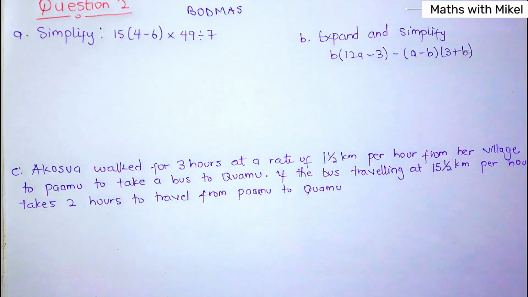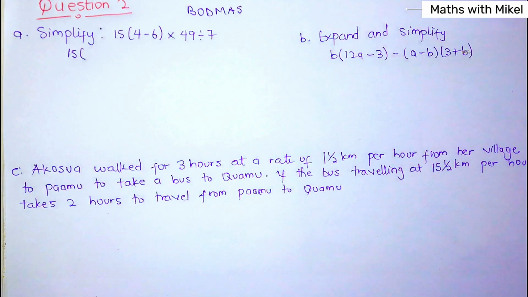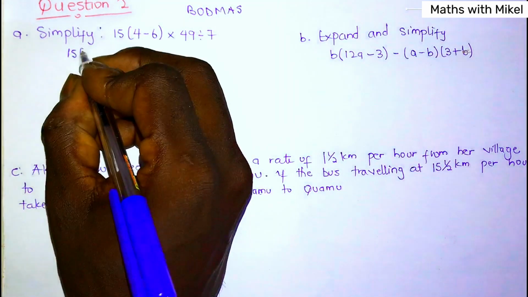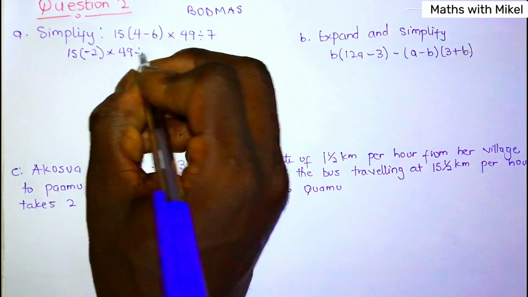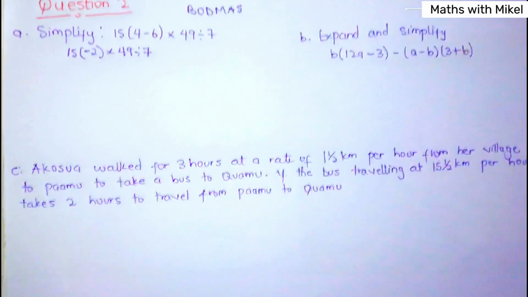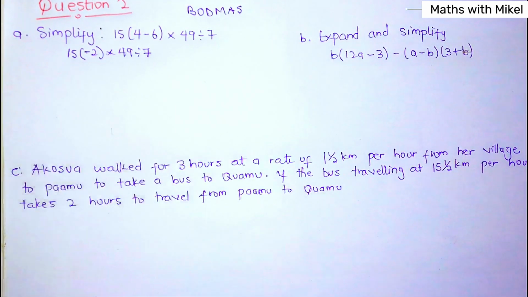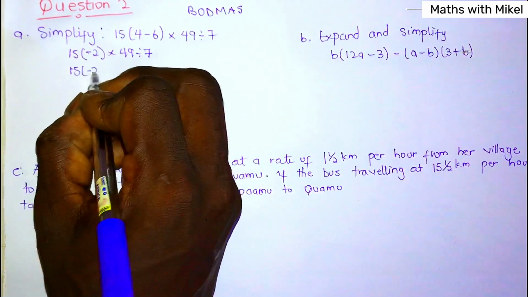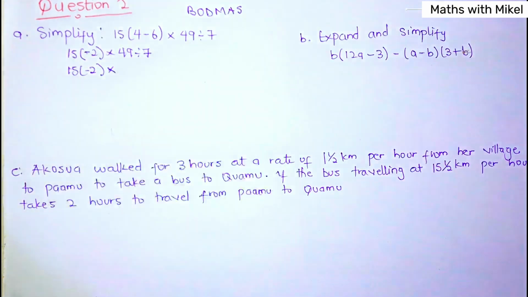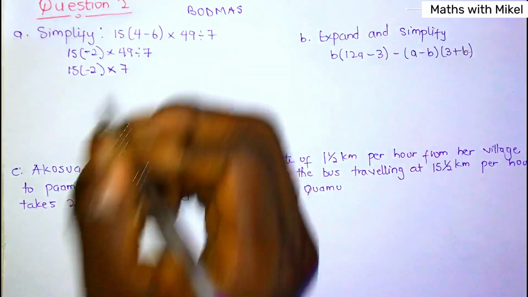So we deal with the bracket first. So we get 15 and we perform this operation here. 4 minus 6 gives us -2. So times 49 divided by 7. So bracket of division. So you perform the division here. So 15 times -2 times 49 divided by 7 gives us 7.